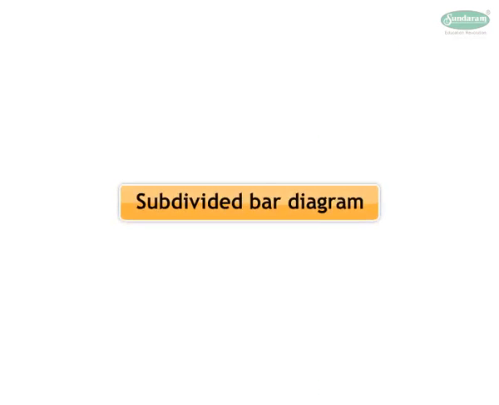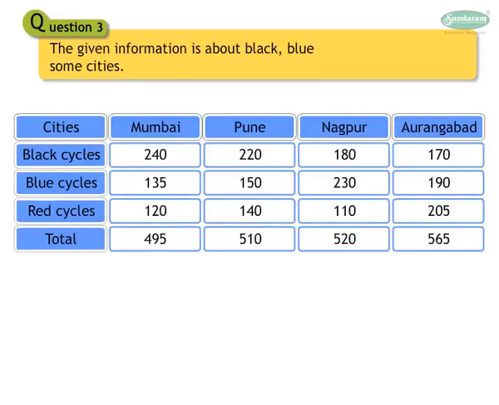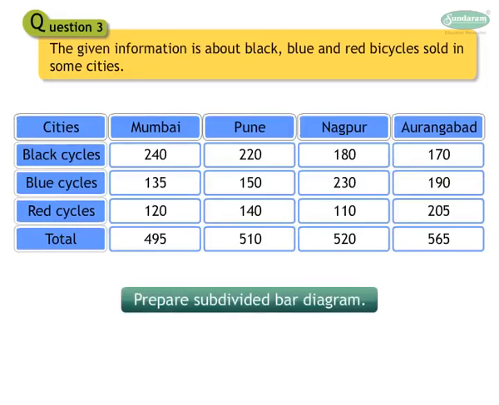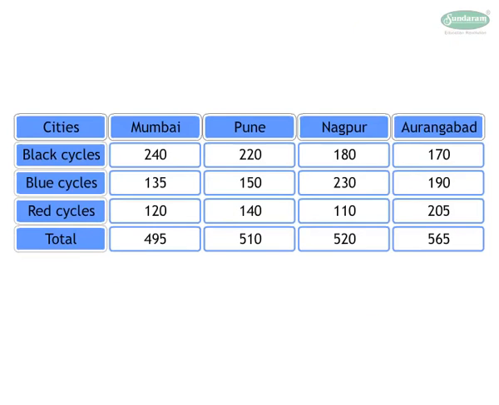Let us solve one more example of subdivided bar diagram. Question 3. The given information is about black, blue and red bicycles sold in some cities. We are asked to prepare a subdivided bar diagram. Now first we will find the total number of bicycles sold in each city. For example, black cycles sold in Mumbai plus blue cycles sold in Mumbai plus red bicycles sold in Mumbai is equal to 495. Similarly, add black, blue and red bicycles sold in each city.